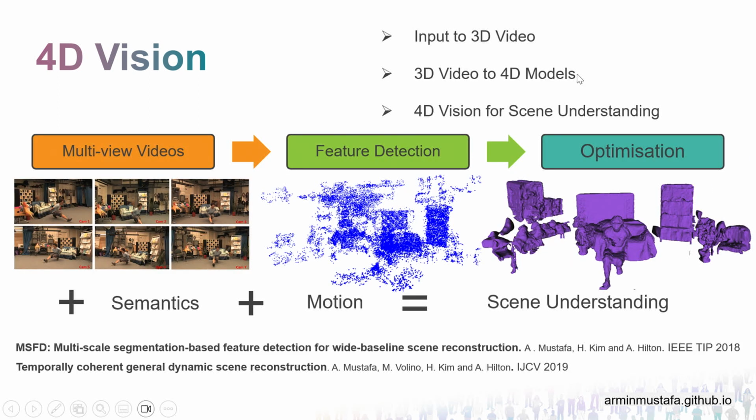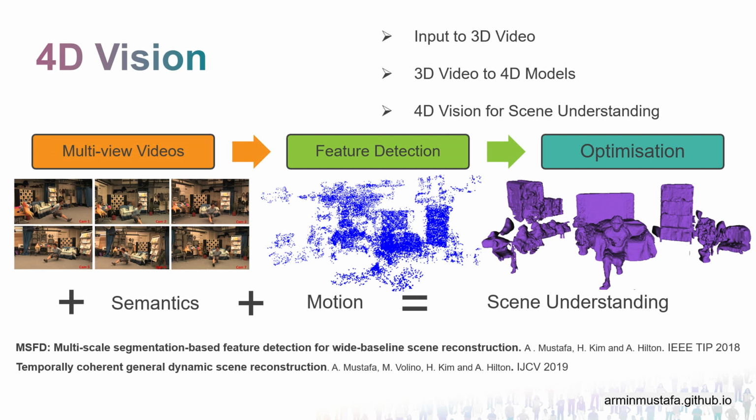Now, this 4D vision has been classified into three parts. The first one is creating 3D videos from input, then going from 3D videos and attaching temporal information to get the 4D models, and then using that 4D vision for scene understanding. So you start with multi-view videos, go towards feature detection. These features are used to create sparse 3D models of the scene, and then we get the 4D models. Once you have these models, you can apply semantic data and motion information to get the full scene understanding.